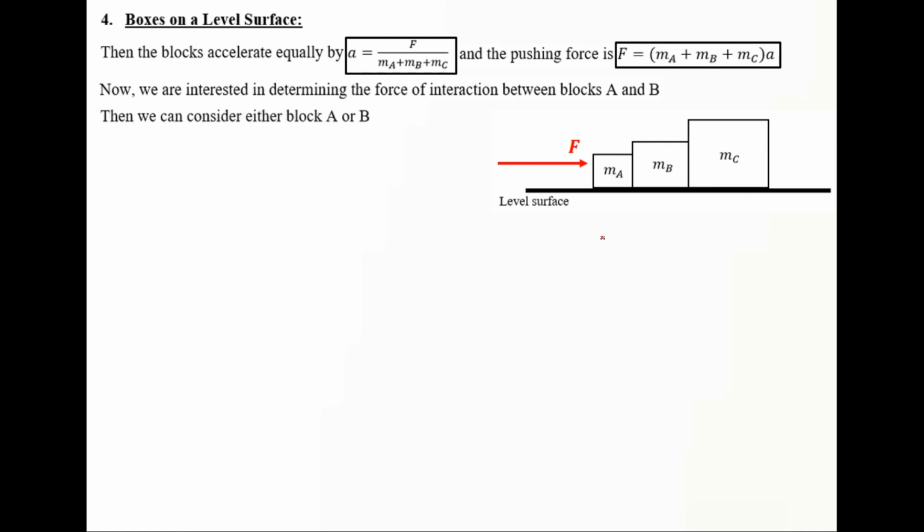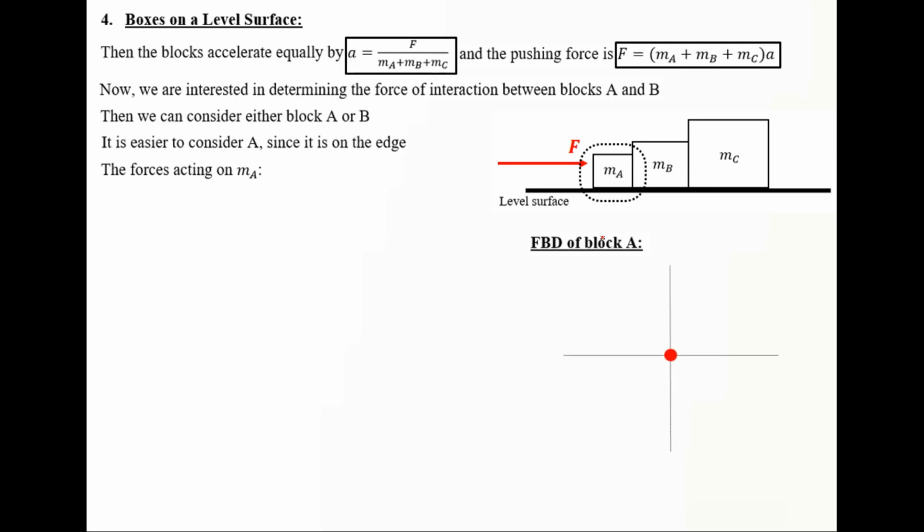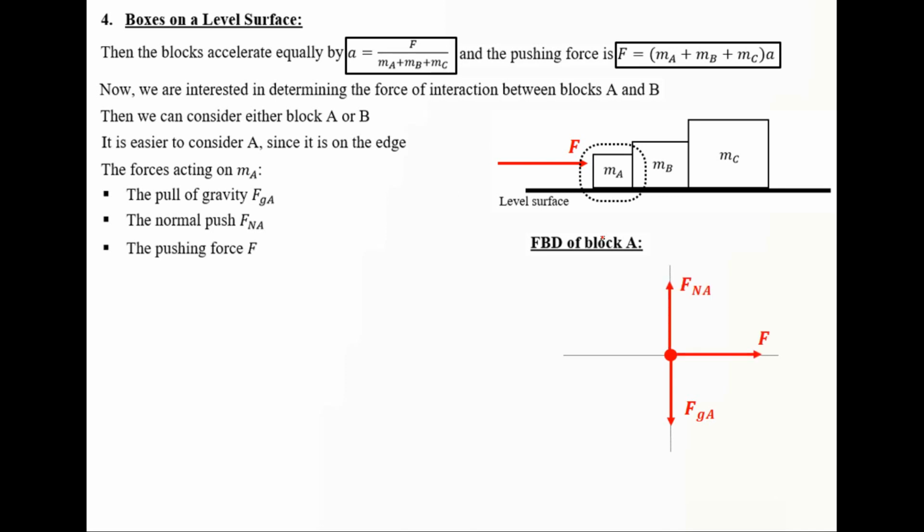Then we can either consider block A or B, but here our choice should be wise in the sense that it is easier to consider A since it is on the edge. Now the forces acting on MA are given by what? This is the FBD of the block A. We have the pull of gravity, which is FGA. We have the normal push FNA. We have the pushing force to the right, and we have the force exerted by B on A. Sorry, F to the right and FBA to the left.